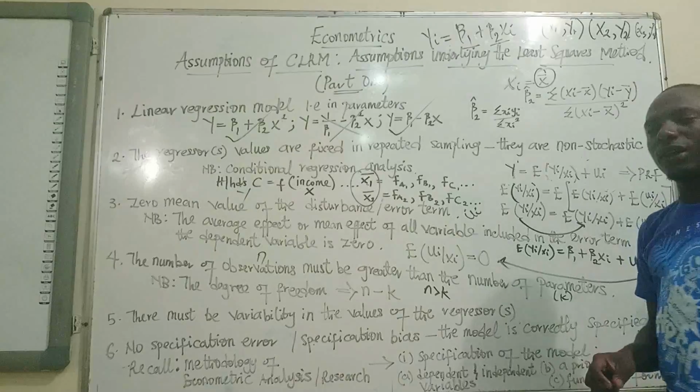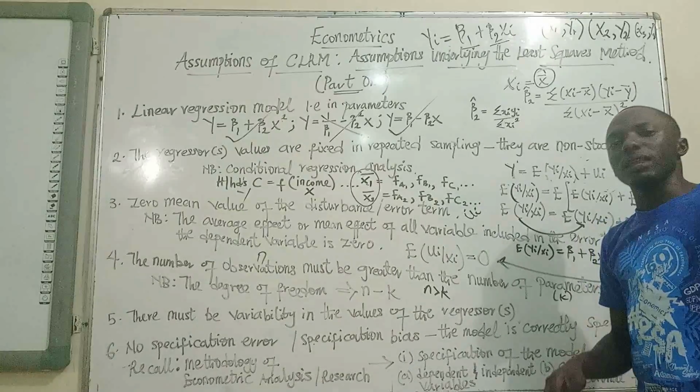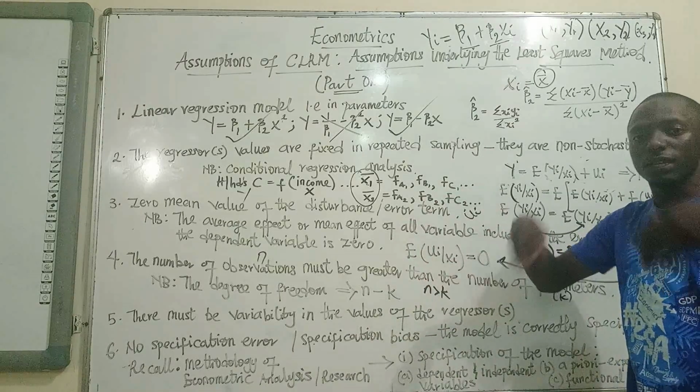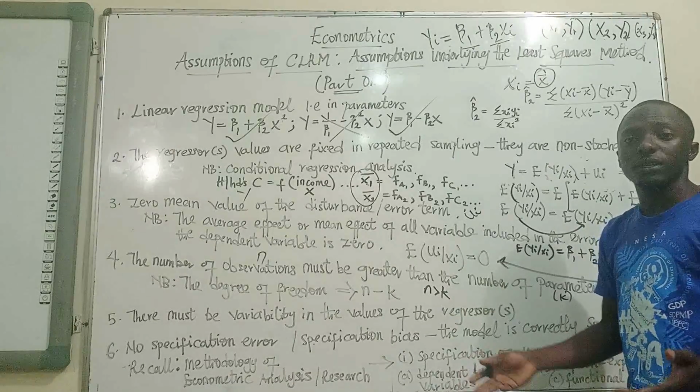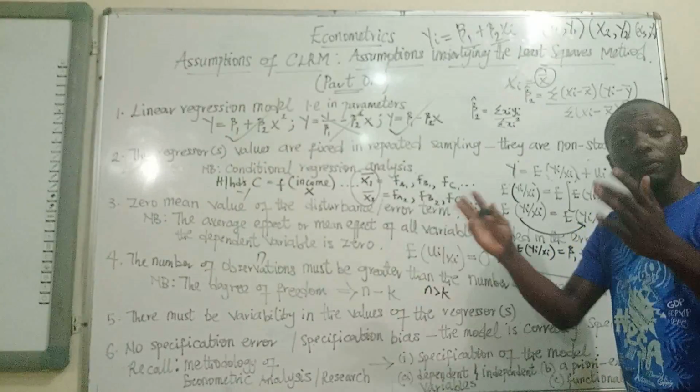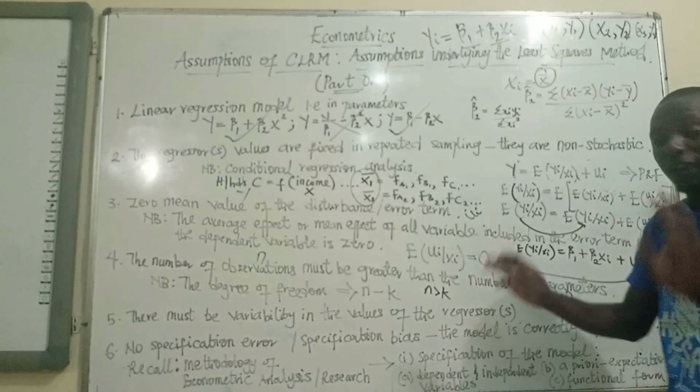Now, if you take the income level as 1,000 naira, 1,000 naira in 10 places, that is across 10 different observations, the mean value, of course, is still 1,000 naira. If you take 500 naira in maybe 1,000 places, the mean value, of course, still remains 500 naira.